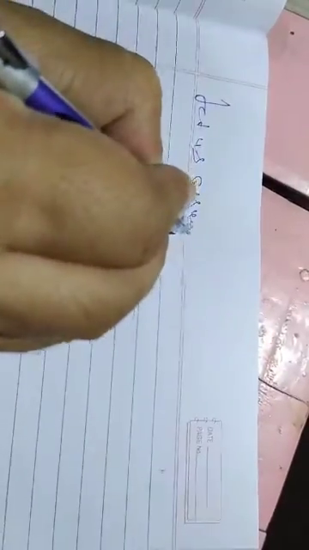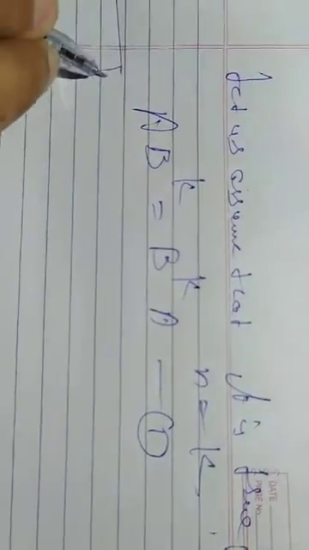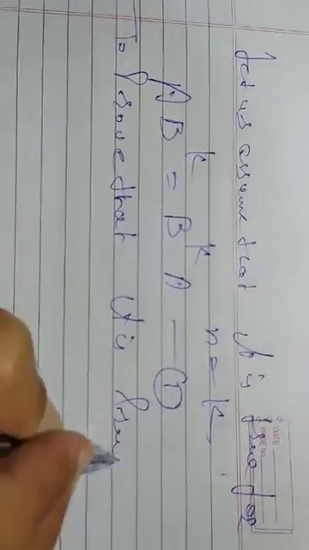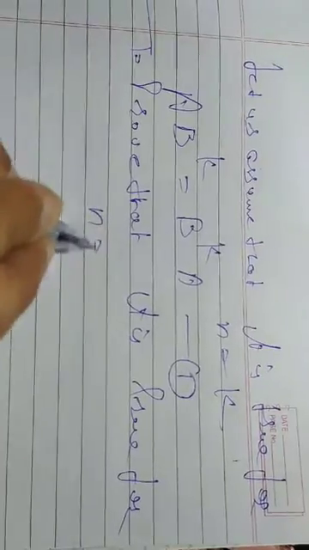Let us assume that it is true for n is equal to k. Put here (AB)^k is equal to B^k into A. To prove that it is true for n is equal to k plus 1, put n is equal to k plus 1.